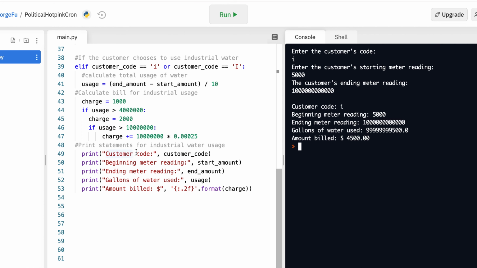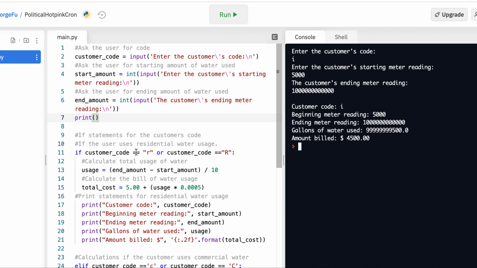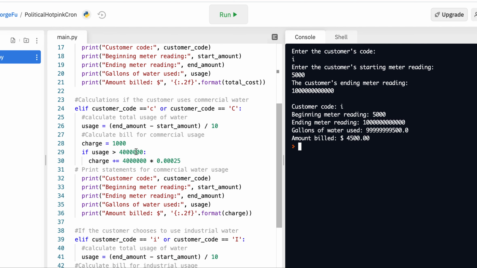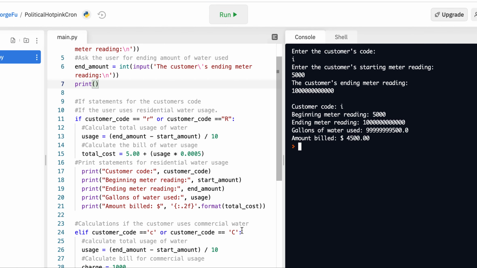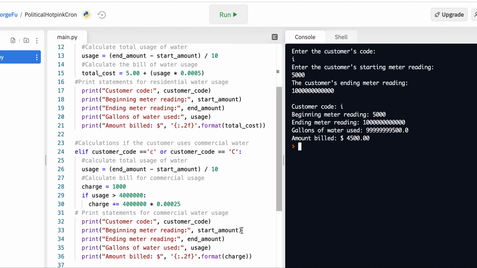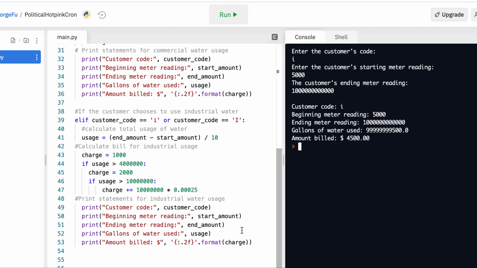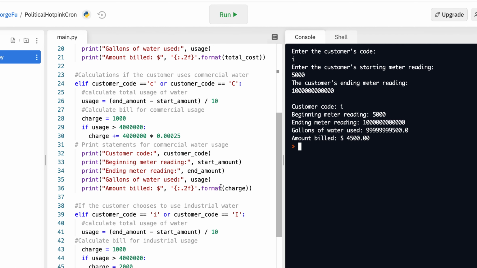So that concludes our program, our code. We had our customer input the code, their starting amount, and ending amount, and then they had the options of choosing three different types of water usage: residential, commercial, or industrial. And regardless of whether it's capital or lowercase letters, they always work. And yeah, this is my program, and I think it turned out well. So thank you for watching.